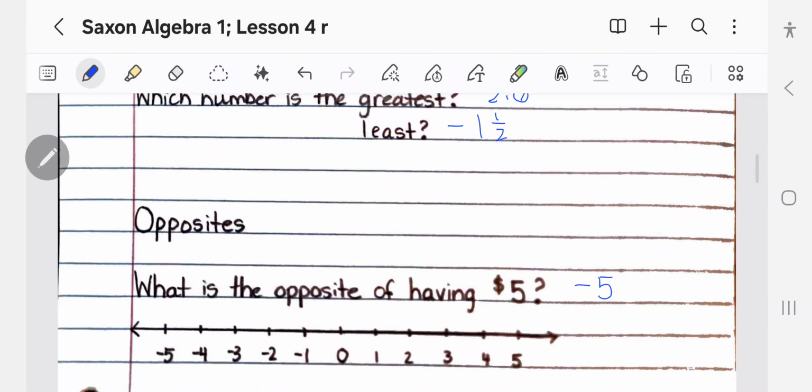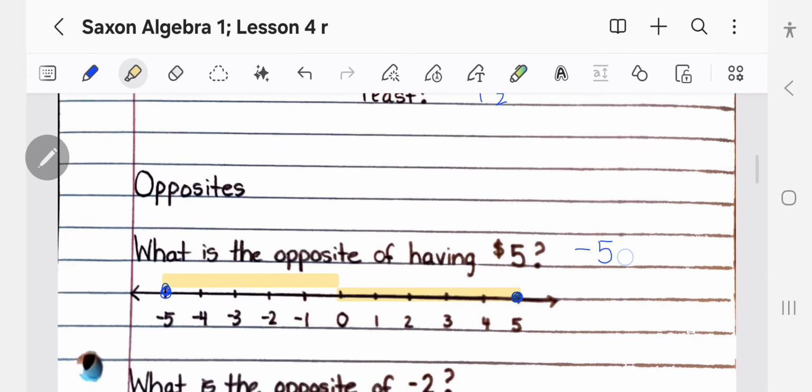So let's look at this on the number line. Here's 5. Here's -5. Look at the distance from 0. 5 is 5 in this direction. -5 is 5 in this direction. They're both the same distance from 0. So when we talk about opposites, opposites are going to be equidistant from the origin, but they're going to be in opposite directions. So the same distance from the origin, but in opposite directions.